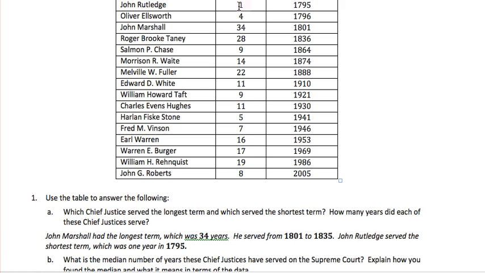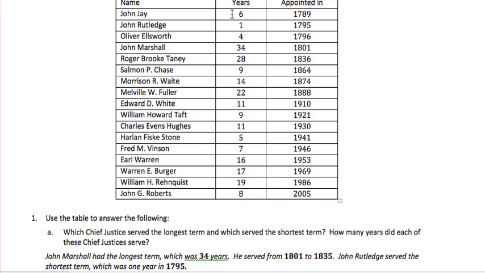If we just focus on the numbers themselves, our lowest value is 1. And then 4, 5, 6, 7, 8, 9, and there are 2 9s. 11, another 11, 14, 16, 17, 19, 22, 28, and 34.